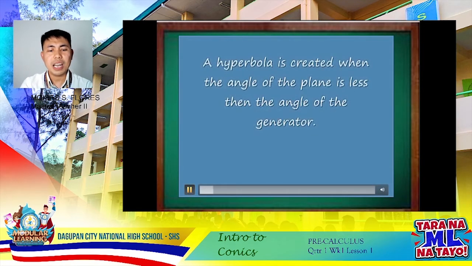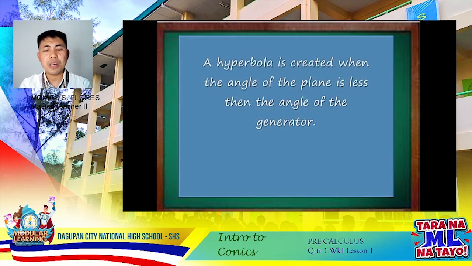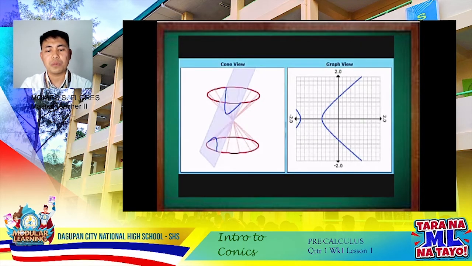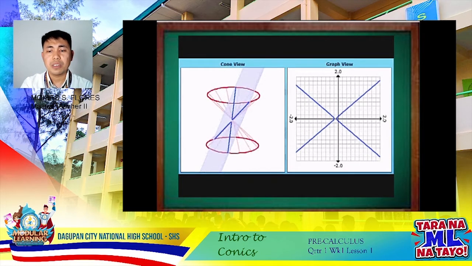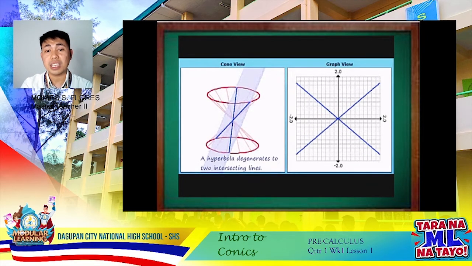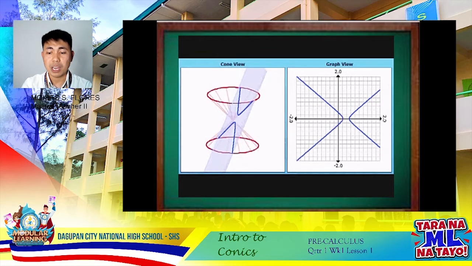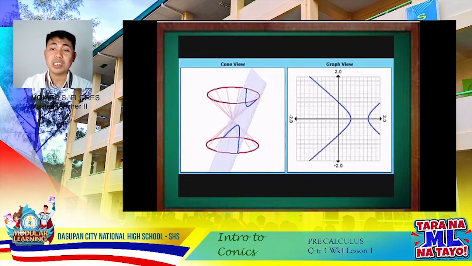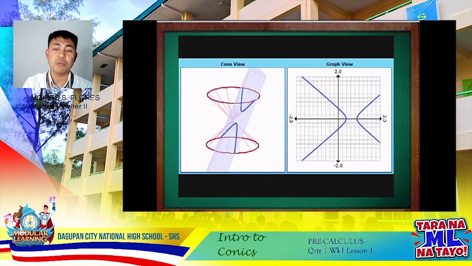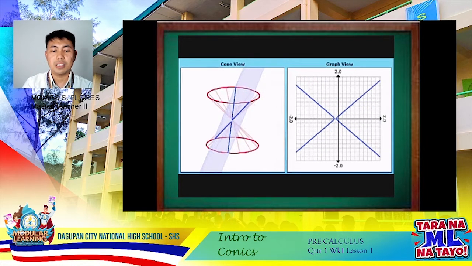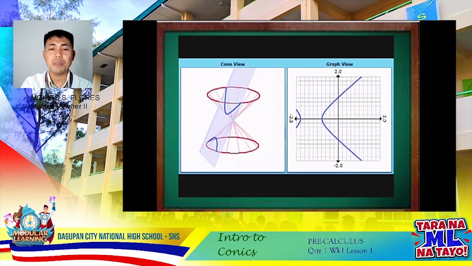Just like other conics, observe how the parabola or hyperbola was formed as the plane moves. In here, the hyperbola degenerates into two intersecting lines. A while ago, our parabola degenerated into a line. But for a hyperbola, it degenerates into two intersecting lines. So there you have it, as the plane moves around the cone.